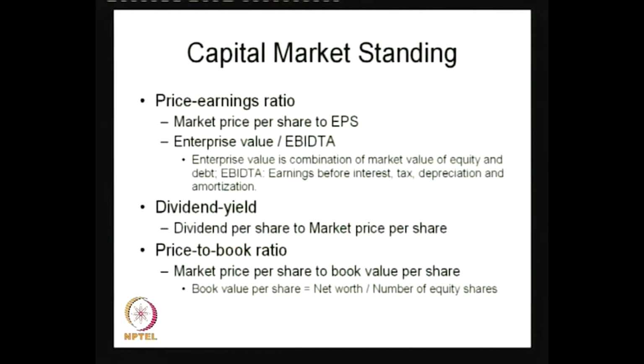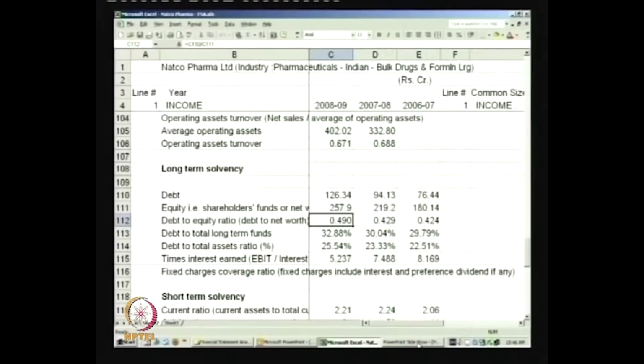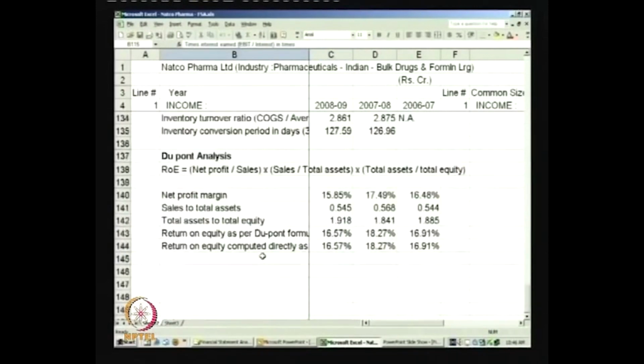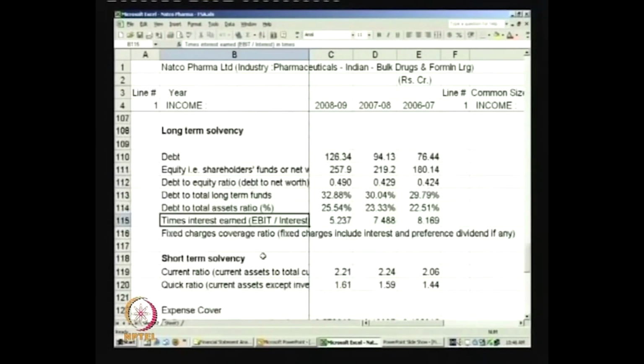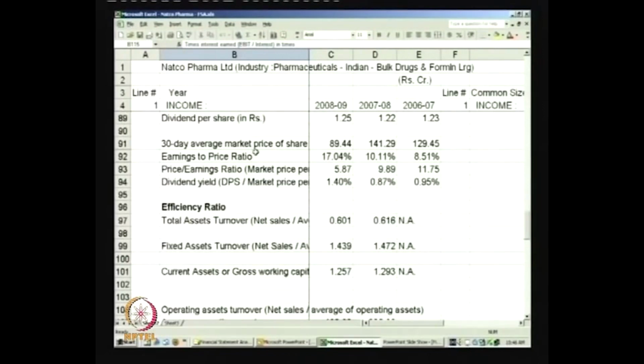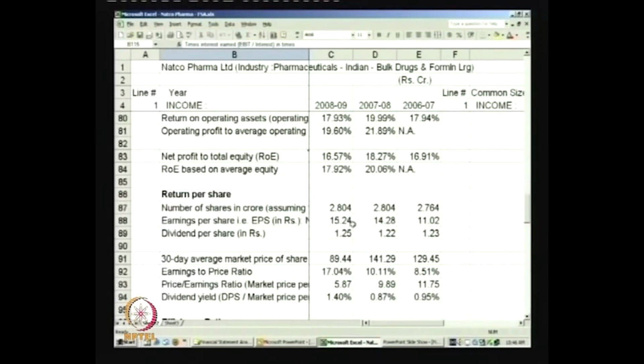Then if you look at our example, we have earnings per share of this company as 15.24, and the 30 days average market price prior to March 31st is 89.44. So, 89.44 divided by 15.24 gives us a price earnings multiple of 5.87. The price earnings ratio of this company was 11.75 in 2006-7, which has gone down to 9.89, and then to 5.87.